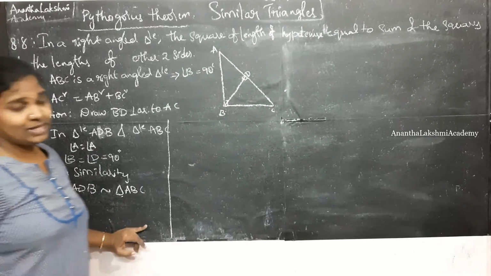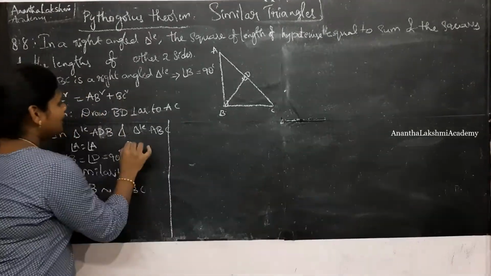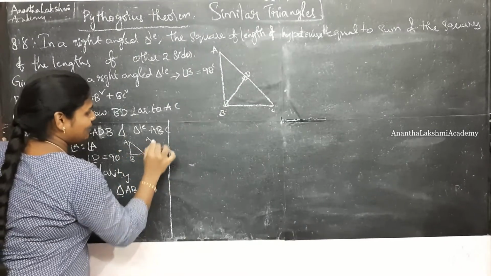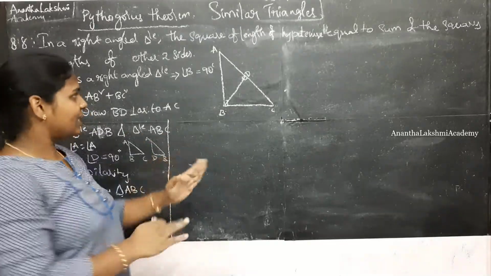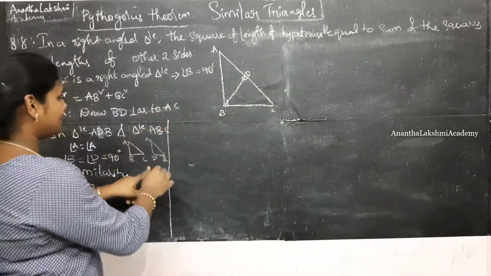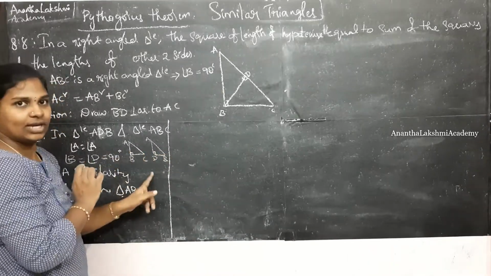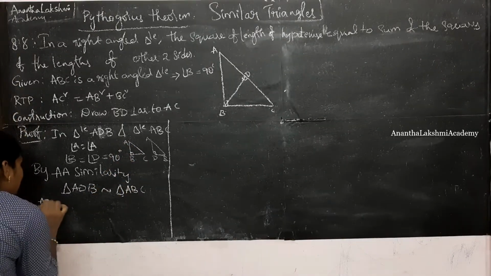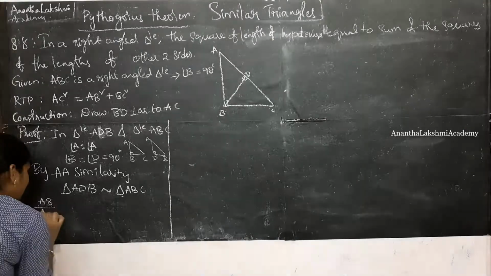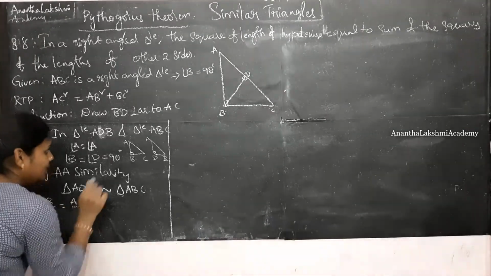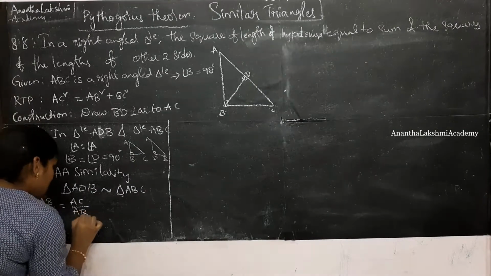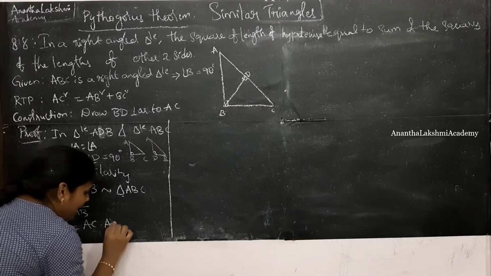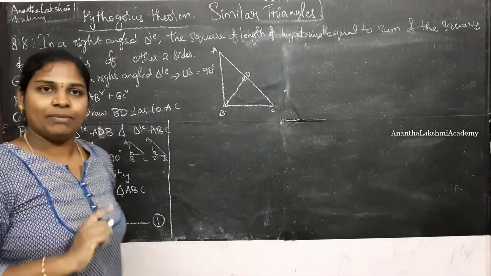When two triangles are similar, the ratios of their sides are also equal. So this is ABC and this is ADB. For your simplification purpose, I just turned it around like this. D is the right angle here, B is the right angle here. Now, the ratios of the sides, which is nothing but AB by AD is equal to AC by AB. What does this give us? AB square is equal to AC into AD. Let us call this equation number 1.